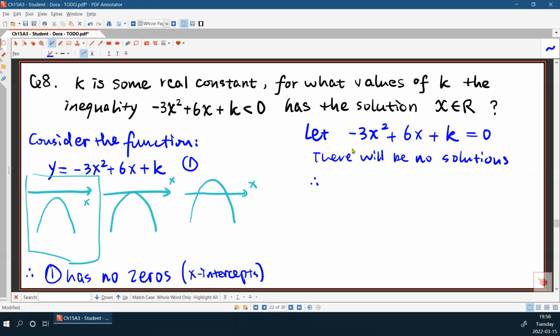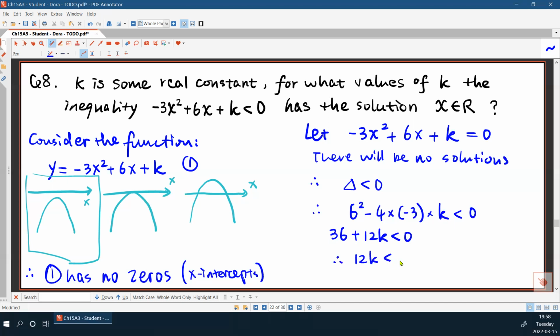Therefore, in which situation will there be no solutions to this quadratic equation? We need to discuss the discriminant, right? The discriminant is delta, right? Therefore, delta is less than 0. What is delta? Delta is b squared minus 4ac, where a is -3 and c is k. This must be less than 0, right? So that means 36 plus 12k should be less than 0. Therefore, 12k should be less than -36. Therefore, k needs to be less than -3, right? You understand? Yeah. And this is our final solution. Okay.